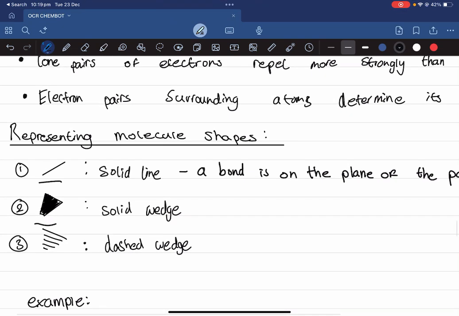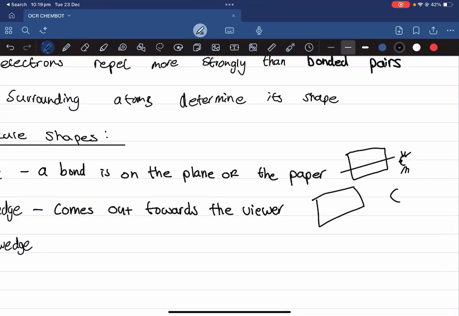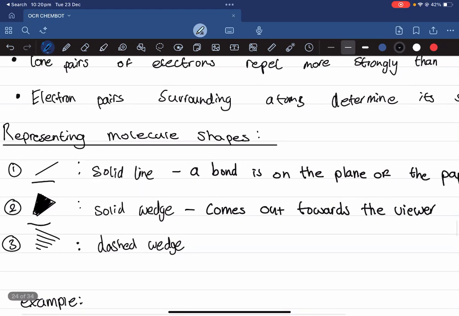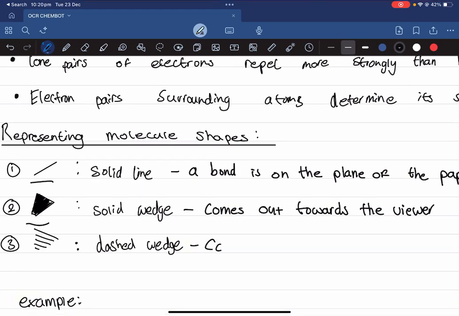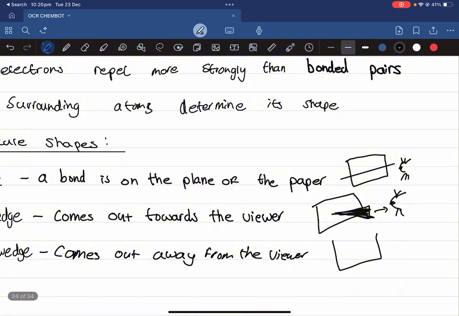Now, the solid wedge here represents that the bond comes out towards the viewer. So if we're doing it in the same format, this is the piece of paper, here are the eyes, there we go, and this means that this atom is coming out towards us, towards our vision. And the dashed wedge means the exact opposite, so it means it goes back away from the viewer. So because it's the opposite, if we draw it out like this, these are the eyes, then it means that this atom is going the opposite way, away from the viewer's eyes.